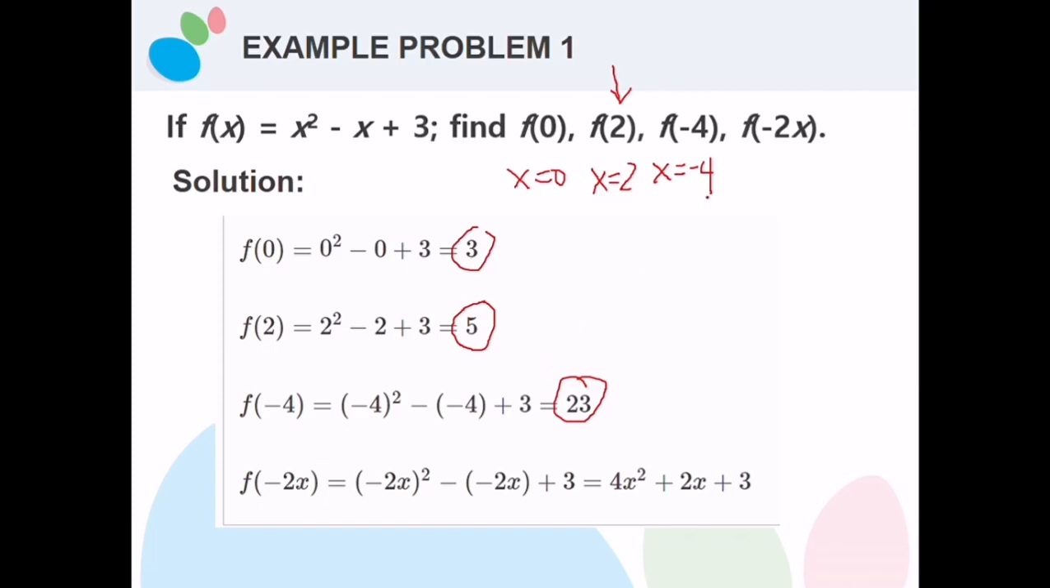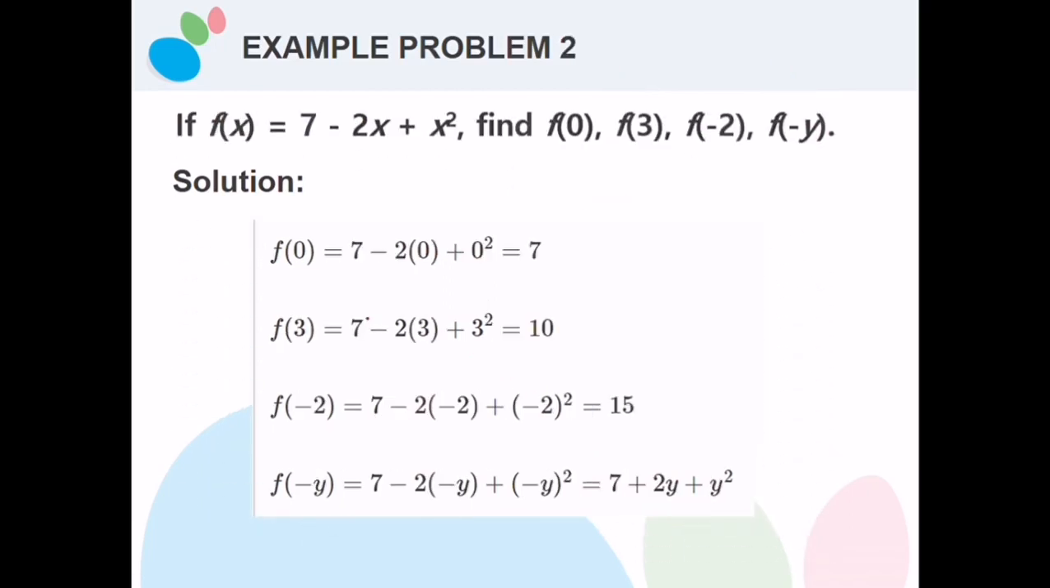The last one is, how about if we are going to find the function wherein our x will be equal to negative 2x? The same method: we need to substitute the value, which is negative 2x, for our x. So f of negative 2x will be equal to negative 2x squared minus negative 2x plus 3, which equals 4x squared plus 2x plus 3. So this is our answer in our example number 1.